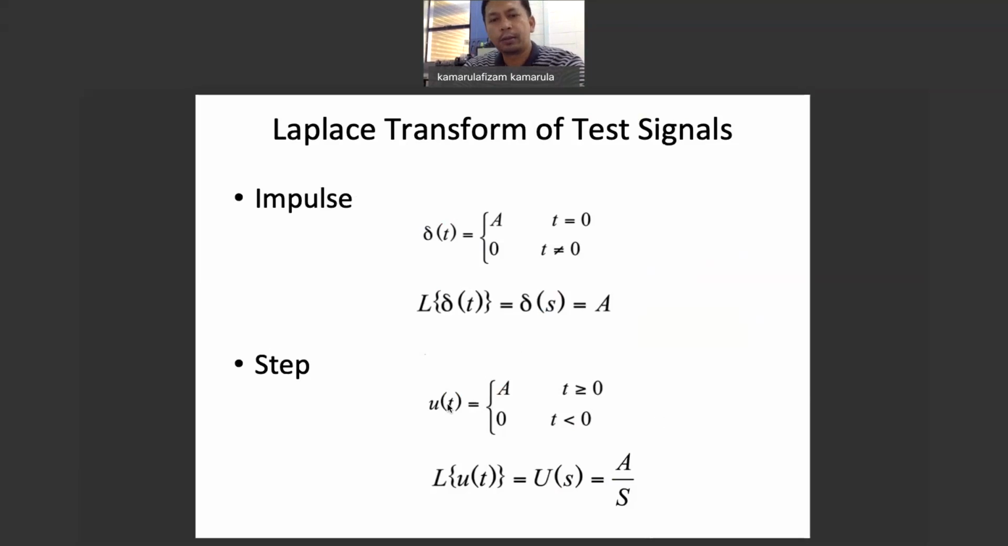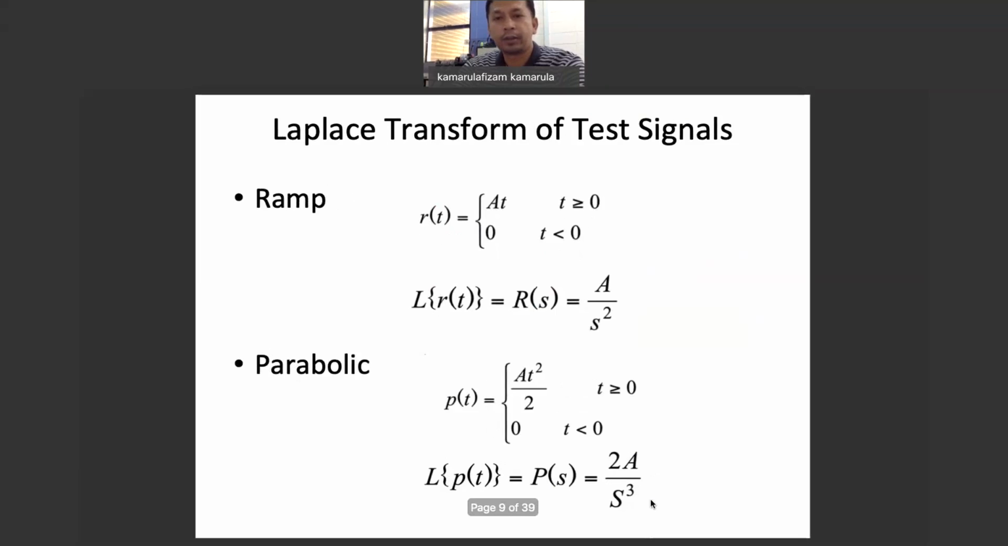For the step signal, the Laplace transform of the unity step signal is the amplitude of the signal, it can be 1, 2, 3, a constant, over S. For the ramp function, it is the constant over S squared, and for the parabolic signal, the Laplace is 2 times the constant over S cubed.